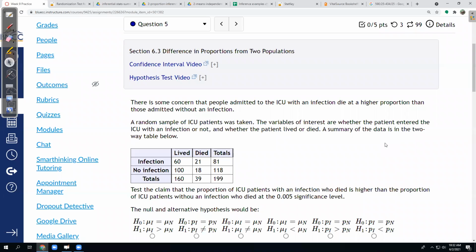So there's some concern that people admitted to the ICU with an infection die at a higher proportion than those admitted without an infection. A random sample of ICU patients was taken. Variables of interest are whether the patient entered the ICU with an infection or not, and whether the patient lived or died. Summary of the data is given below.